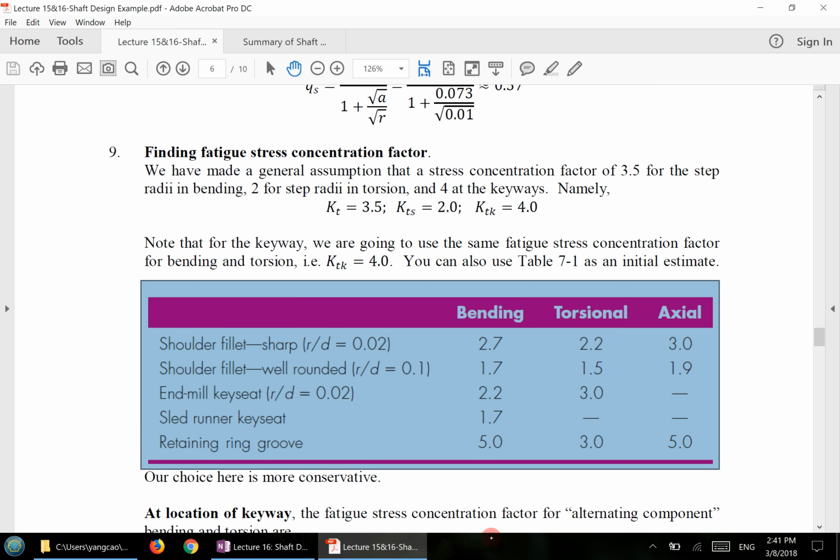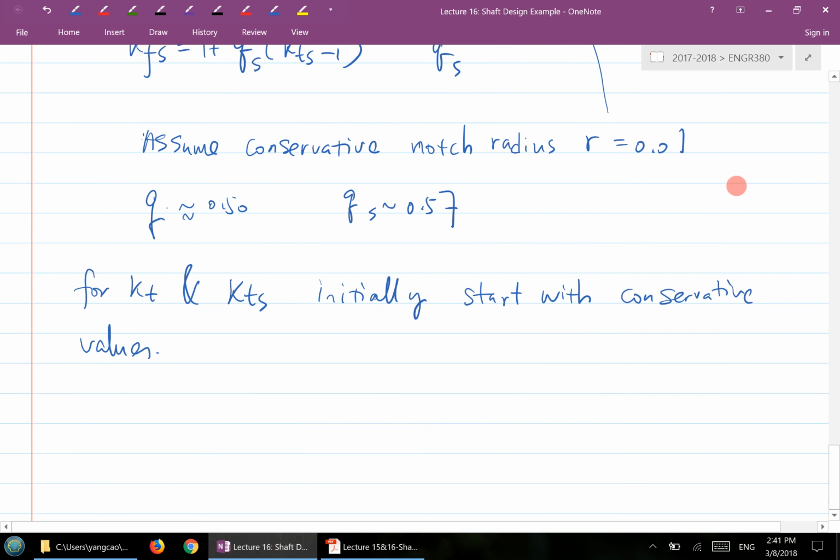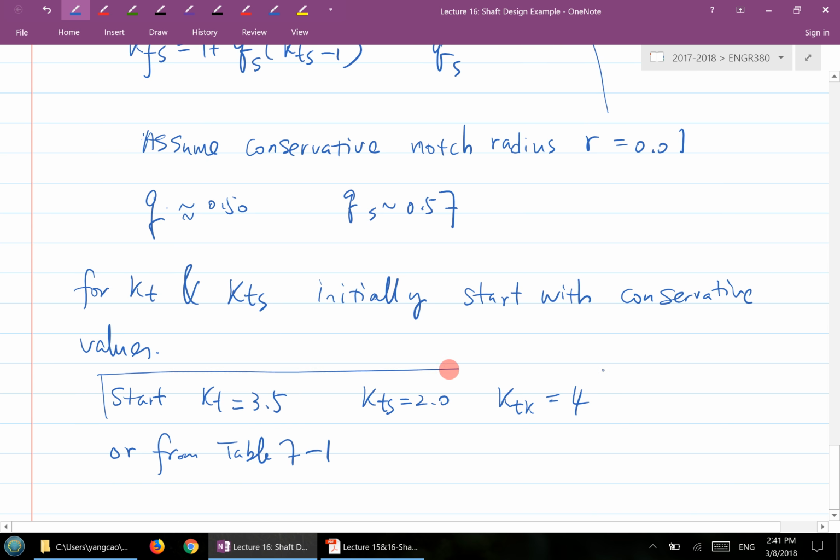Now in this particular example, we start with even more conservative values. So we start, let's say, KT equal to 3.5, KTS starting with 2.0, and then the K-sit with 4. Okay, so in this particular example, we started with even more conservative values. But as I said, or from table 7-1, not necessarily you have to always start with this kind of conservative value, but for this example I start with this one here.